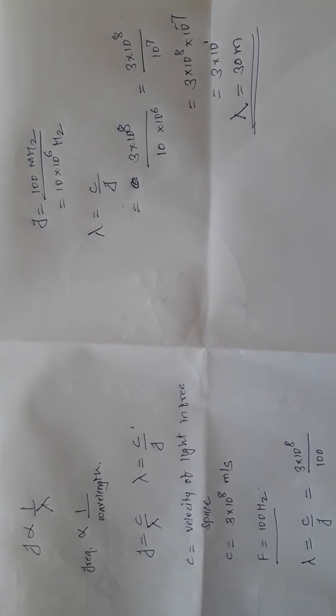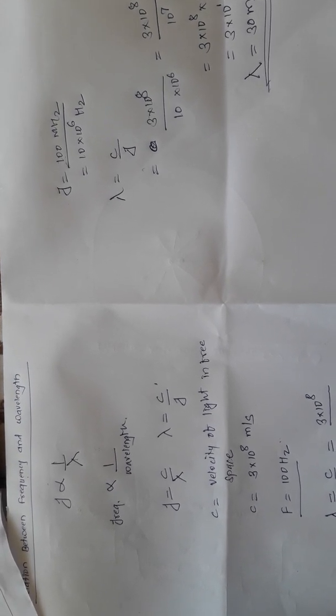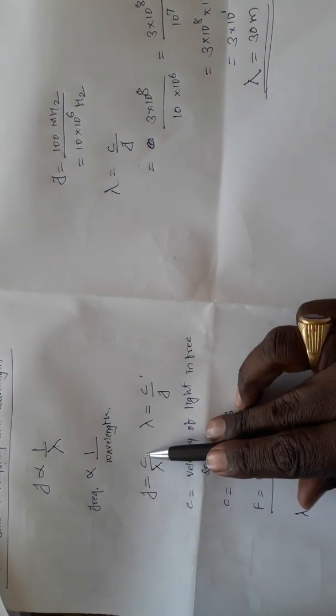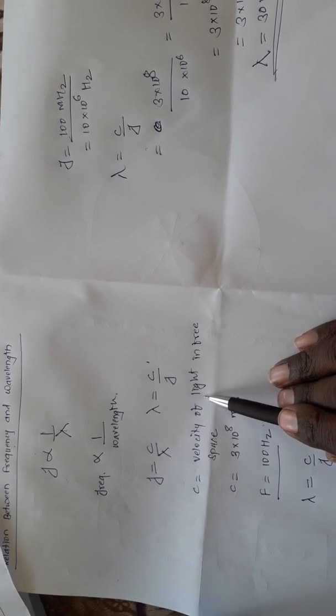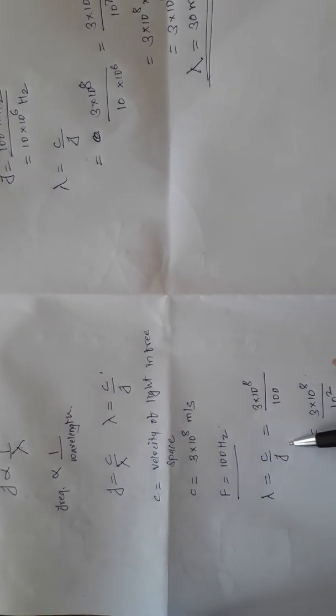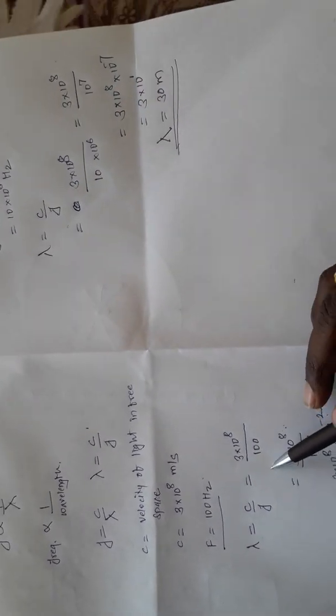So I will take the review of this particular topic. The relation between frequency and wavelength is inversely proportional. For making it equal, we have to add a proportionality constant. The proportionality constant is the velocity of light in free space, having value 3 into 10 raised to 8 meters per second. So if we know the frequency, we can easily calculate the wavelength. So two examples we have demonstrated here, one for the lower frequency and one for the higher frequency.